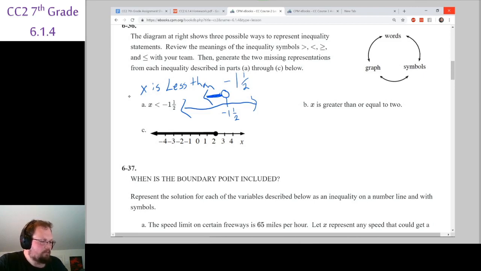In this one, x is greater than or equal to 2. X is greater than or equal to 2.